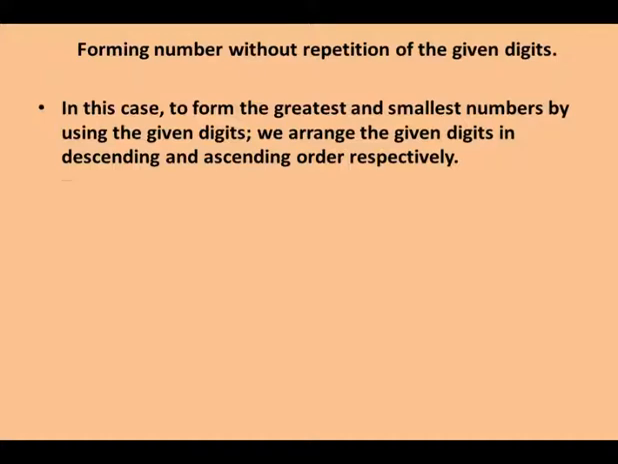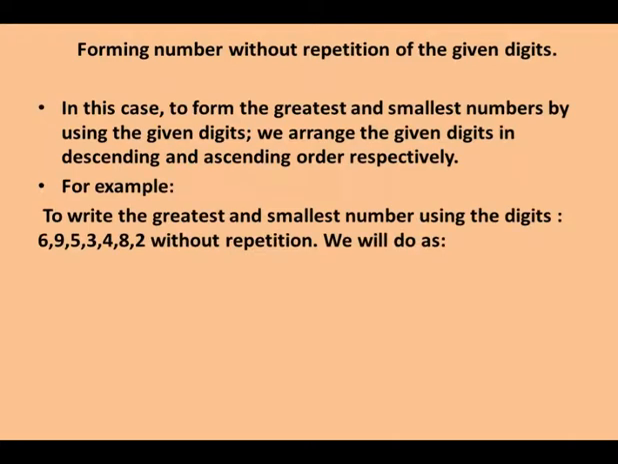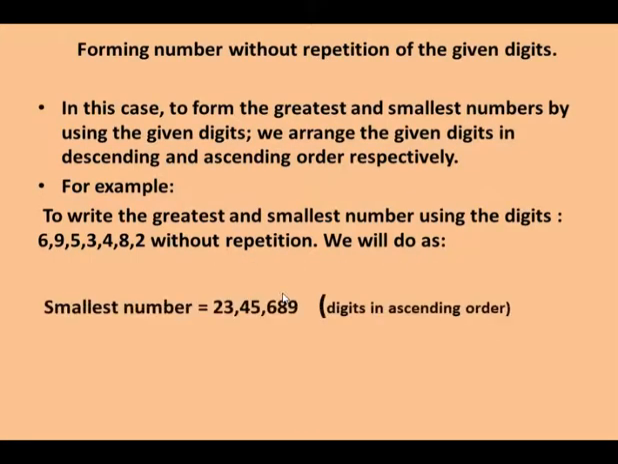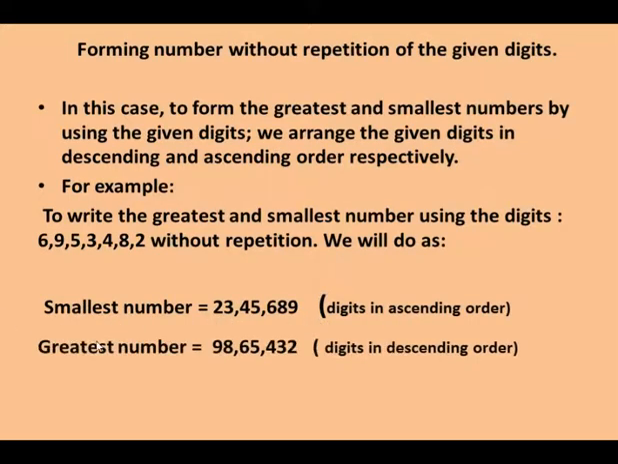For example, to write the greatest and smallest number using the digits we have been given over here, without repetition. For the smallest number we write the digits in ascending order, and for the greatest number we write the digits in descending order. This pattern is always followed when we do not repeat the digits: write the digits in ascending order to get the smallest number and descending order to get the greatest number out of the given digits.